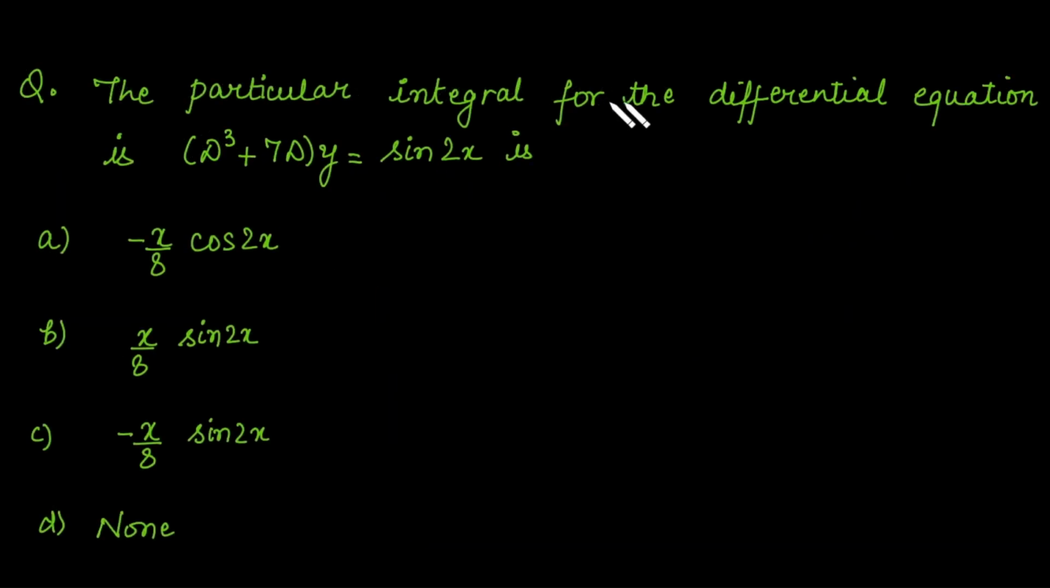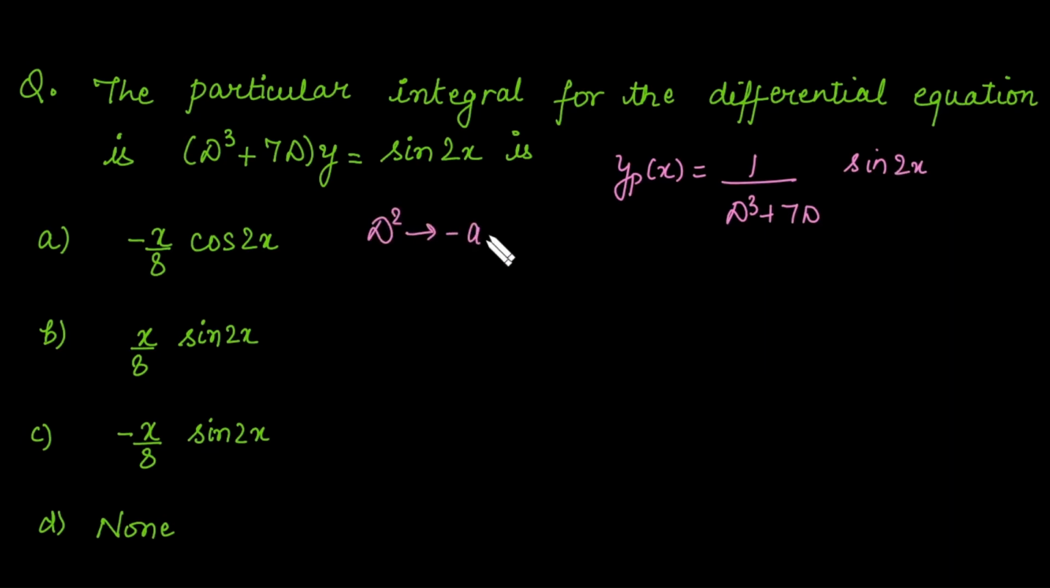Next question is, what is the particular integral of this differential equation? So we just need to find the particular integral. In this case, the particular integral is evaluated as 1 upon d cube plus 7d into sine of 2x. So in case of sine, we replace d square by minus a square. So what is the a in this case? That is the coefficient of x over here, that is 2. So minus 2 square, that is equal to minus 4.